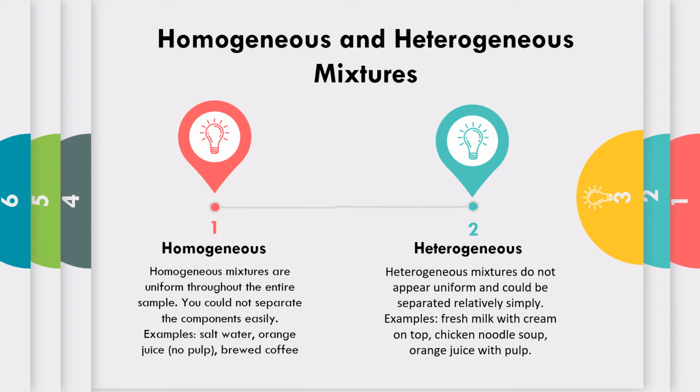Okay, and now we will be on the heterogeneous part. It's different from the homogeneous. So the heterogeneous mixtures do not appear uniform and could be separated relatively simply. Examples like fresh milk with cream on top, chicken noodle soup, orange juice with pulp.